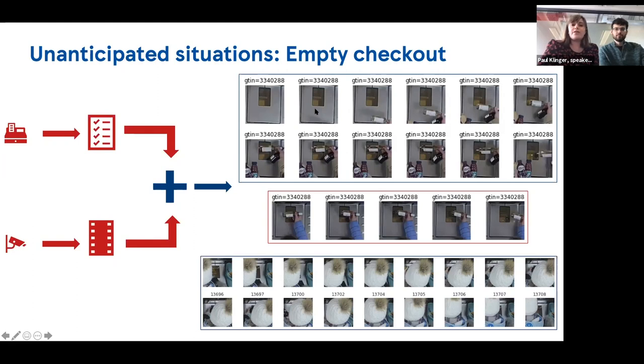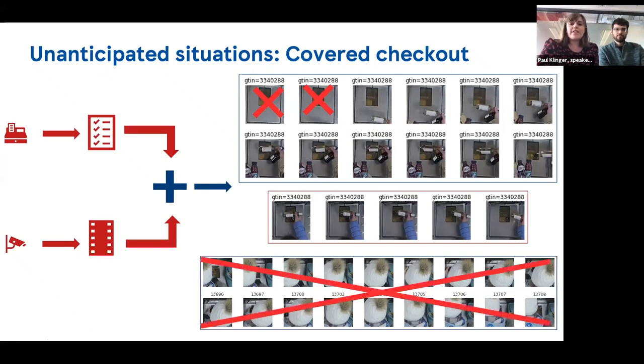And so this is the first unanticipated situation that you will encounter when you want to build such a data set. Then you would have another problem, which is the covered checkout. So let's look at this. This will also have a barcode label. However, we only see the hat of a person. So again, we should find a way to say that we can't use all these images as part of our data set.